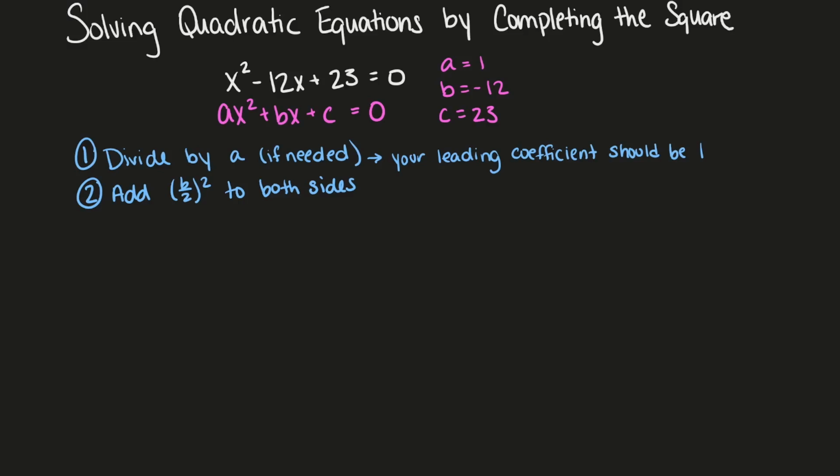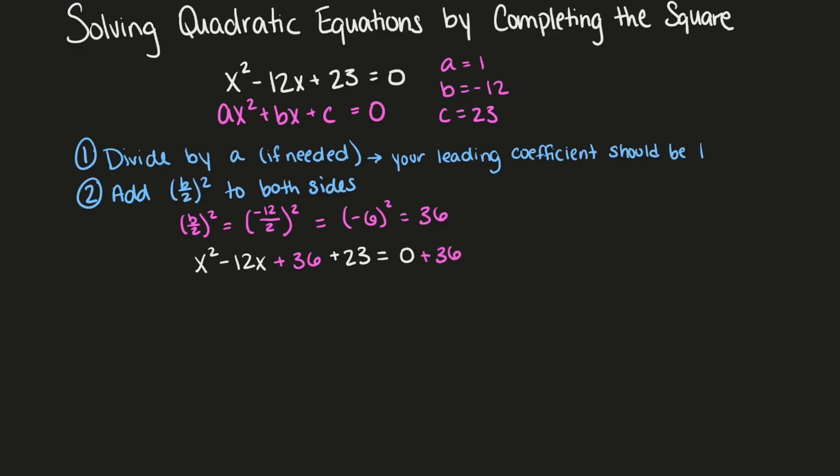So let's find our b over 2 squared. Since b is equal to negative 12, then b over 2 squared is going to be negative 12 over 2 squared, which is equal to negative 6 squared, which is 36. So we're going to take 36 and add this to both sides of our equation. So we have x squared minus 12x. Whenever we're doing this, we want to connect this to our b. So we're going to add it right here after our bx term. So we're going to do plus 36 plus 23 equals 0 plus 36.